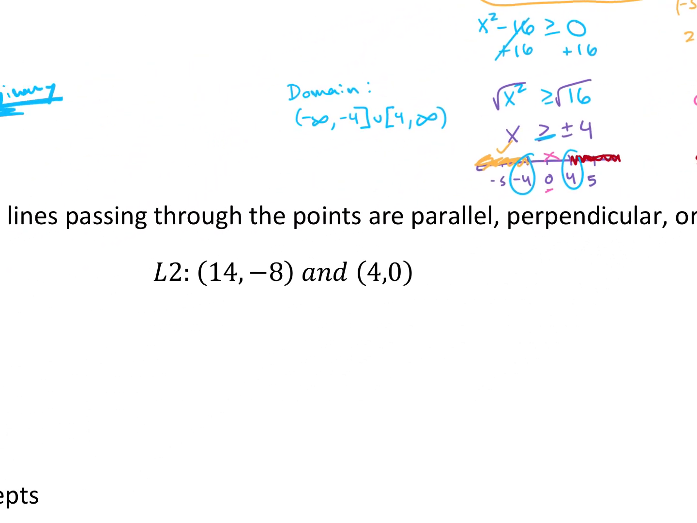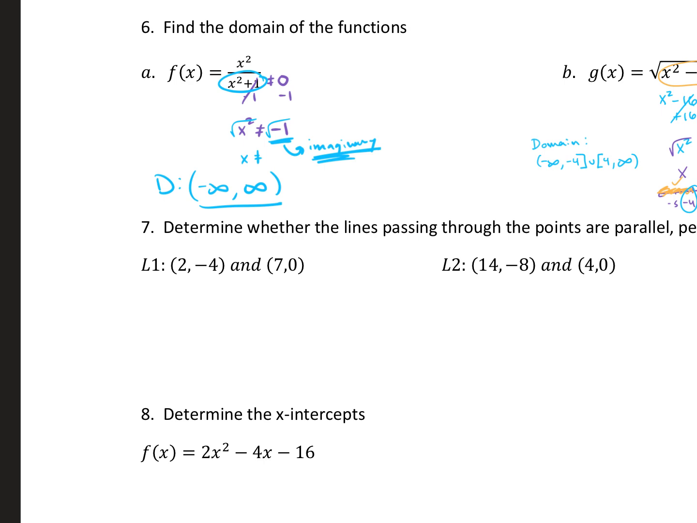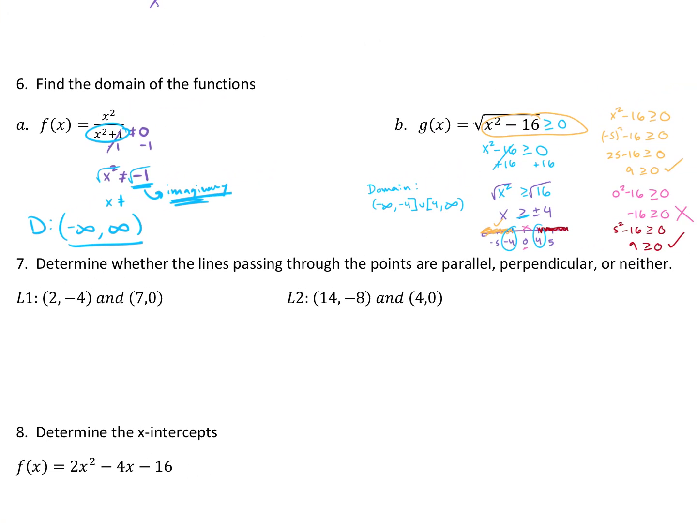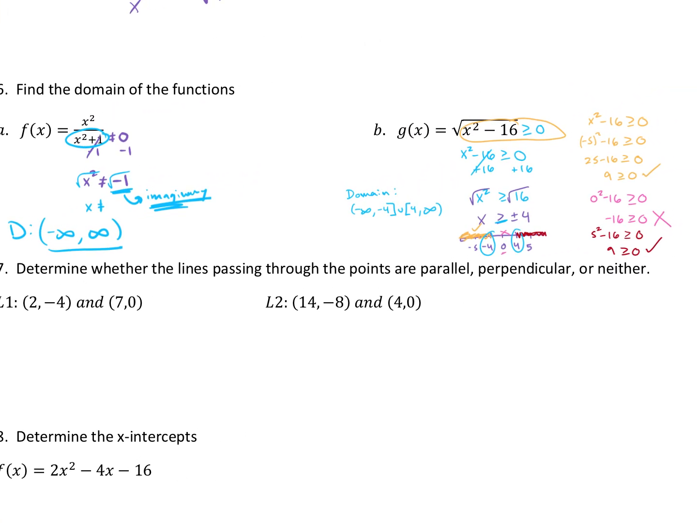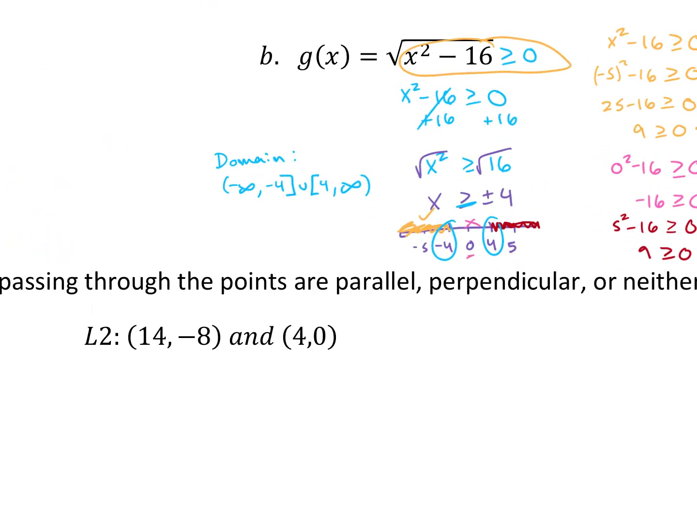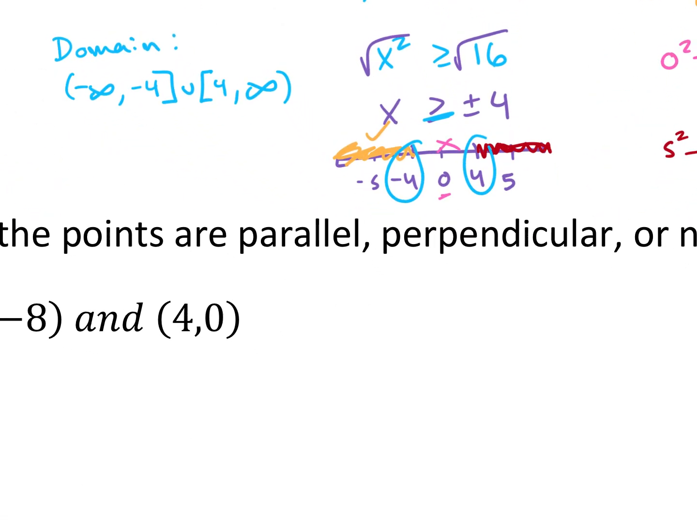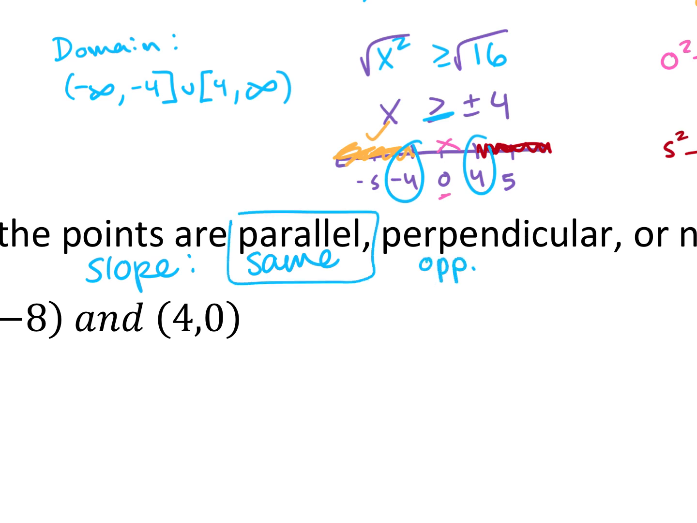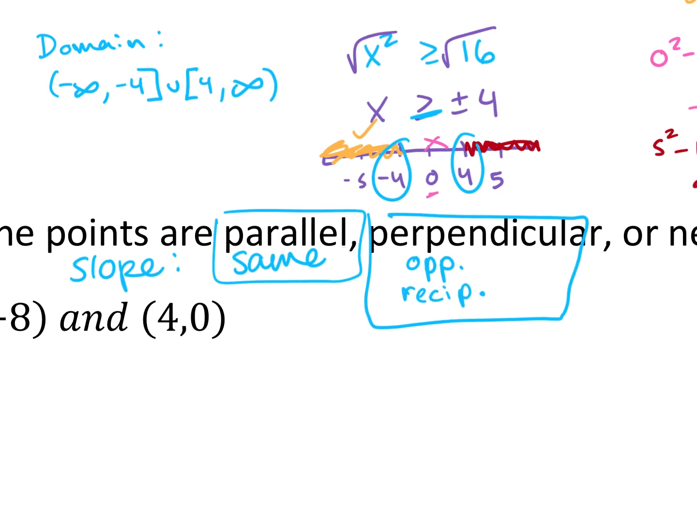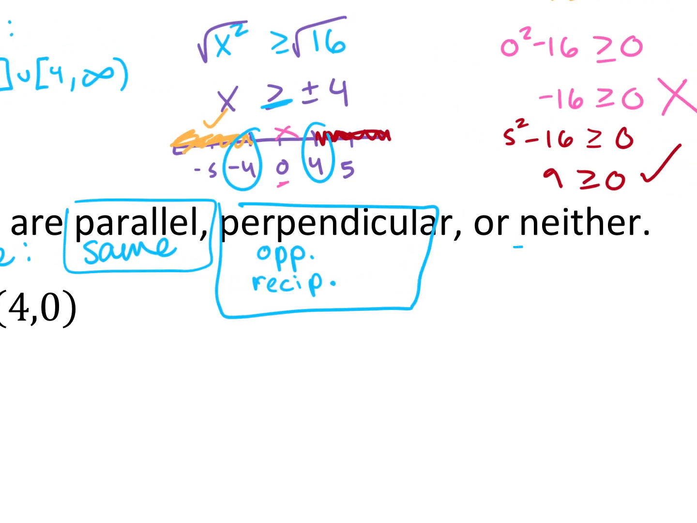All right, let's look at number 7. So we have to determine whether the lines passing through the points are parallel, perpendicular, or neither. So here, to find out if they're parallel, perpendicular, or neither, we have to find the slopes of the lines. If they are the same slope, that means that they're parallel. If they are opposite reciprocals, that means that they're perpendicular. And if they are totally different numbers, then it would be neither.